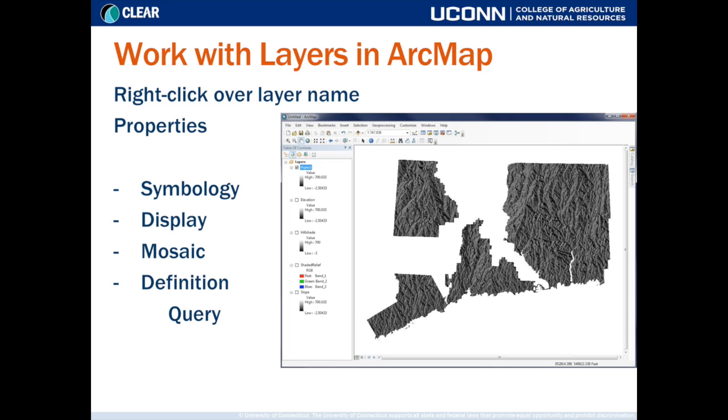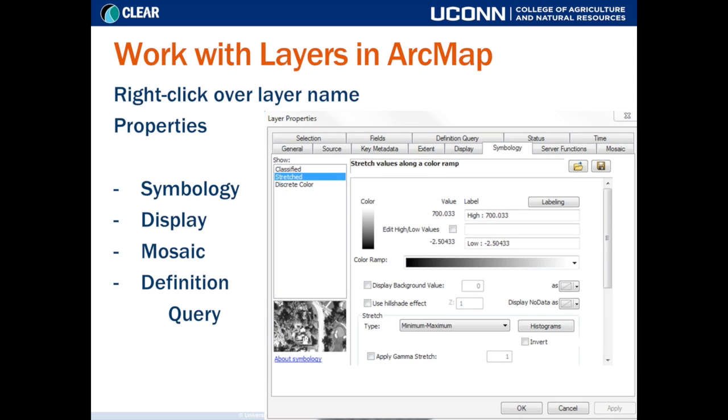So the first thing is symbology. The symbology tab of layer properties will look something like this for a grayscale layer, and here you can change all sorts of things. You can change the stretch, min-max, standard deviation, and some other ones. You can change the color ramp if you don't want it to show as grayscale.